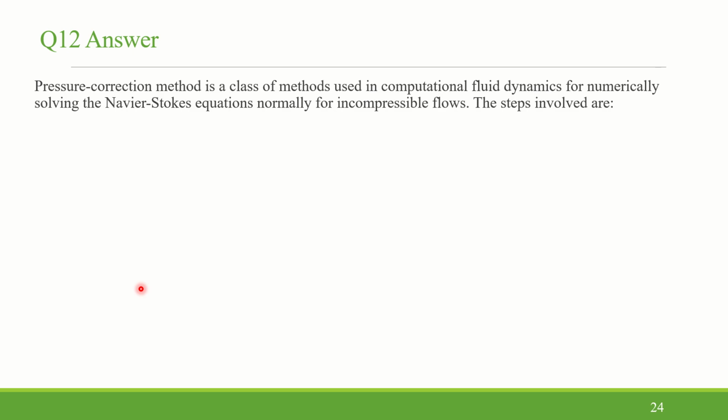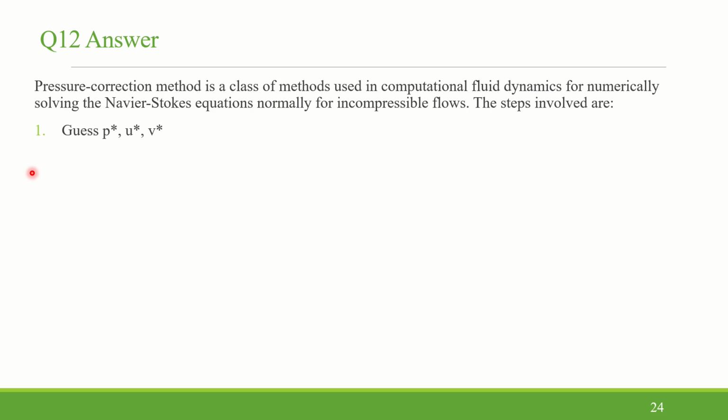How? Because the pressure correction method is a class of methods used in computational fluid dynamics for numerically solving the Navier-Stokes equations, normally for incompressible flows. So it is a class of methods used in CFD mostly for solving the Navier-Stokes equations for incompressible flow systems. There is a series of steps involved in the pressure correction approach, and I'm just giving it here for your reference.